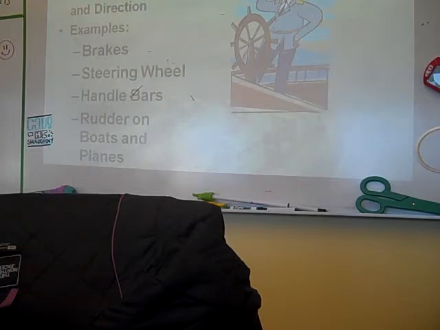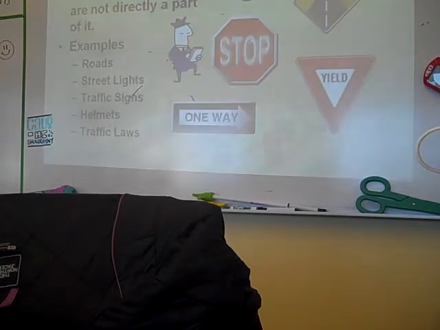Okay, last one, support. This is the easiest one. Love that Reginald has his hand up every time. Love that Darlin does too. Go ahead, Jadon. Items that aid the system but are not directly a part of it. Good. Examples, please. Who can read it? Go ahead, Ken. Examples. Roads, street lights, traffic signs, helmets, traffic laws. Good. Write them underneath.